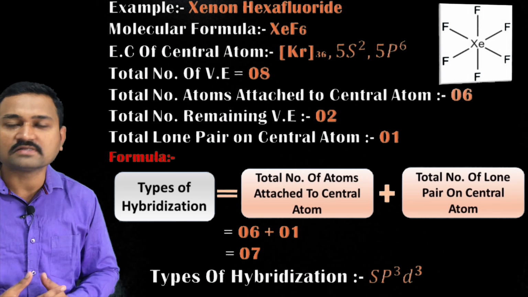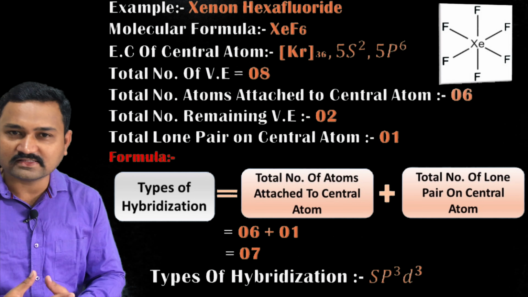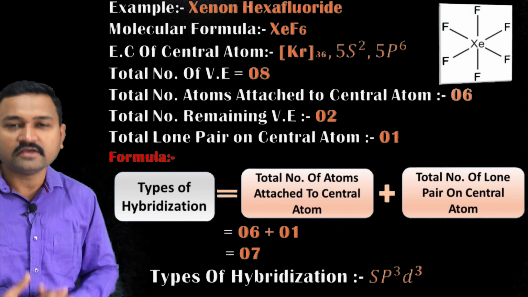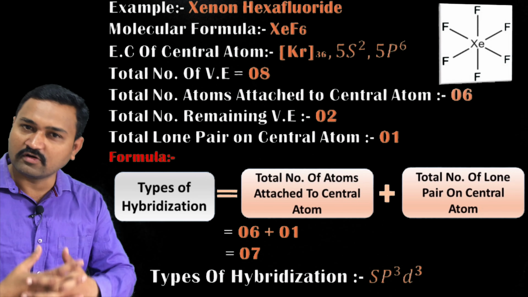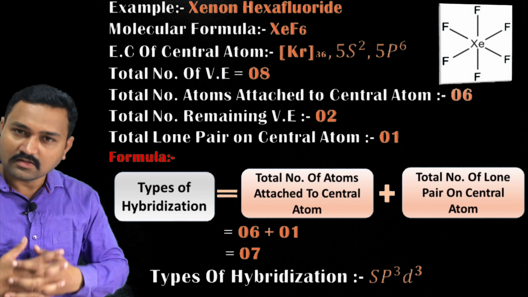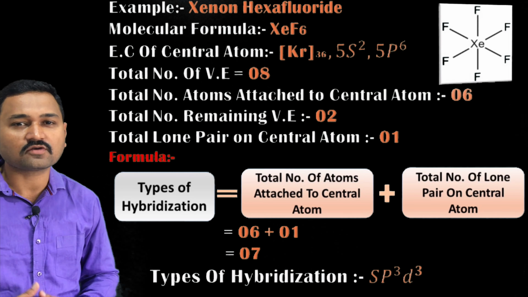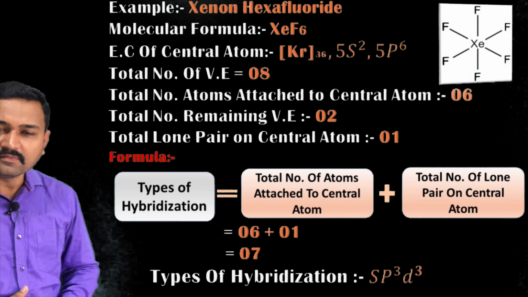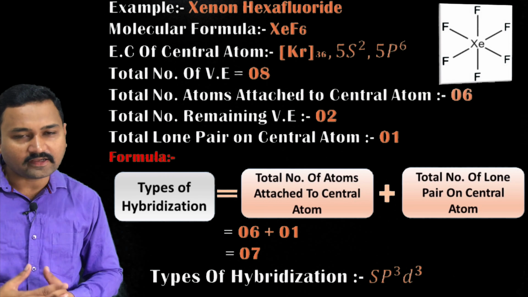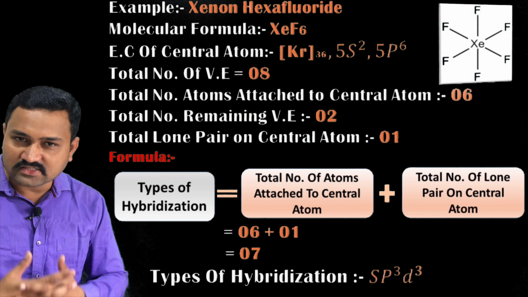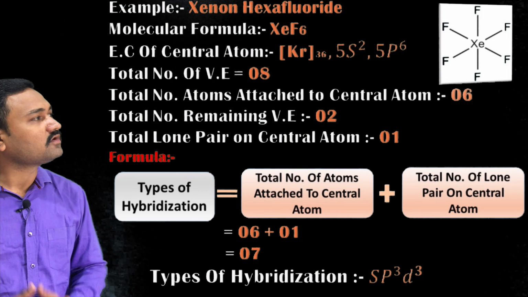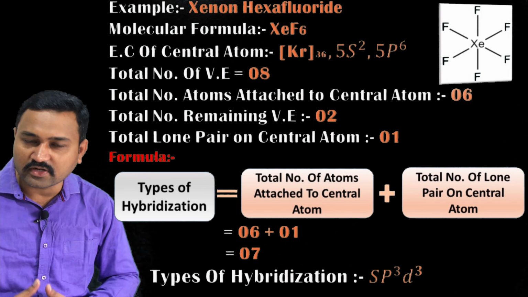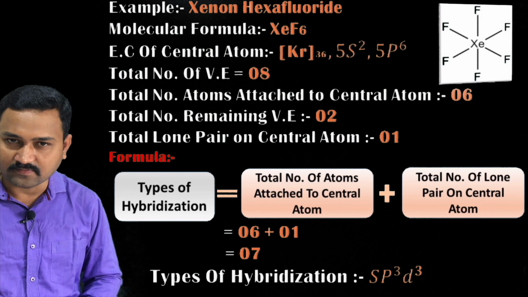So, again 5s and 5p contribute to the valence shell. Hence, the electrons present in the 5s and 5p will contribute to the valence electrons. So, the total number of valence electrons in the xenon is equal to 8. Again remember, the total number of atoms attached in the xenon hexafluoride molecule is equal to 6, as the 6 fluorine atoms are attached to the central xenon atom.